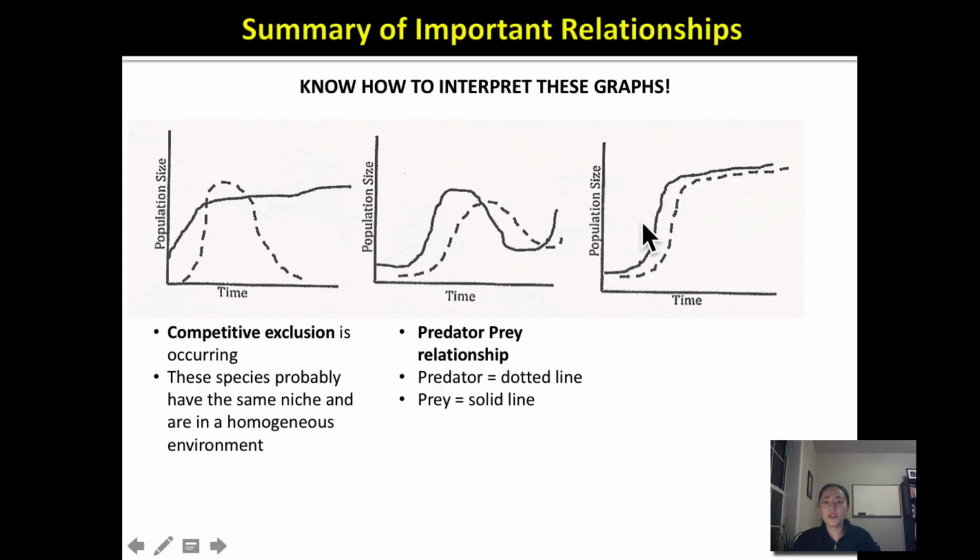Finally, what is happening in this last figure? Do these two species have similar niches? Well, they wouldn't be able to coexist if they had very similar niches. So these two species are coexisting, so in this case they most likely have very different niches. And so they're not competing with each other.